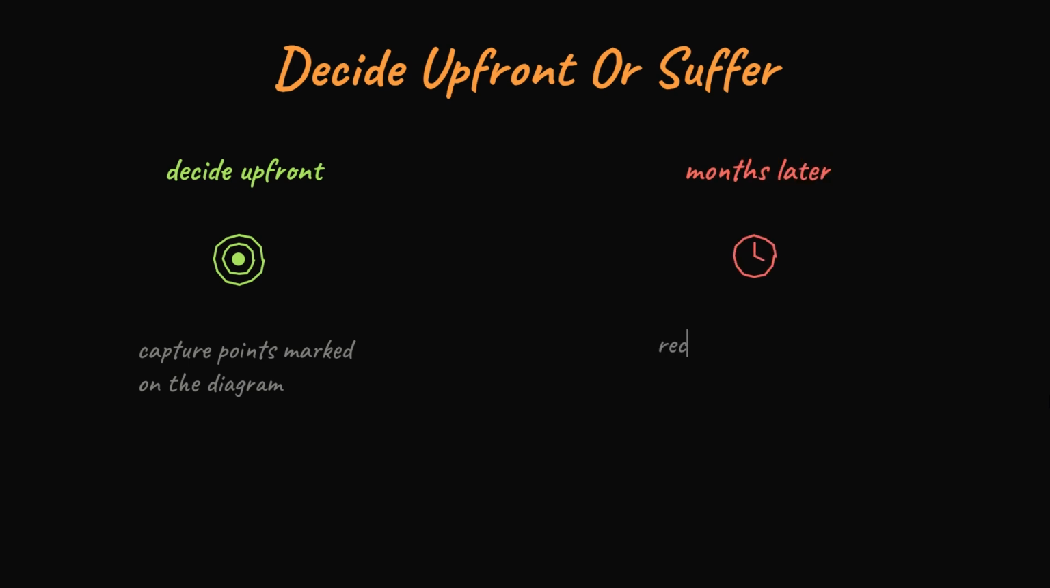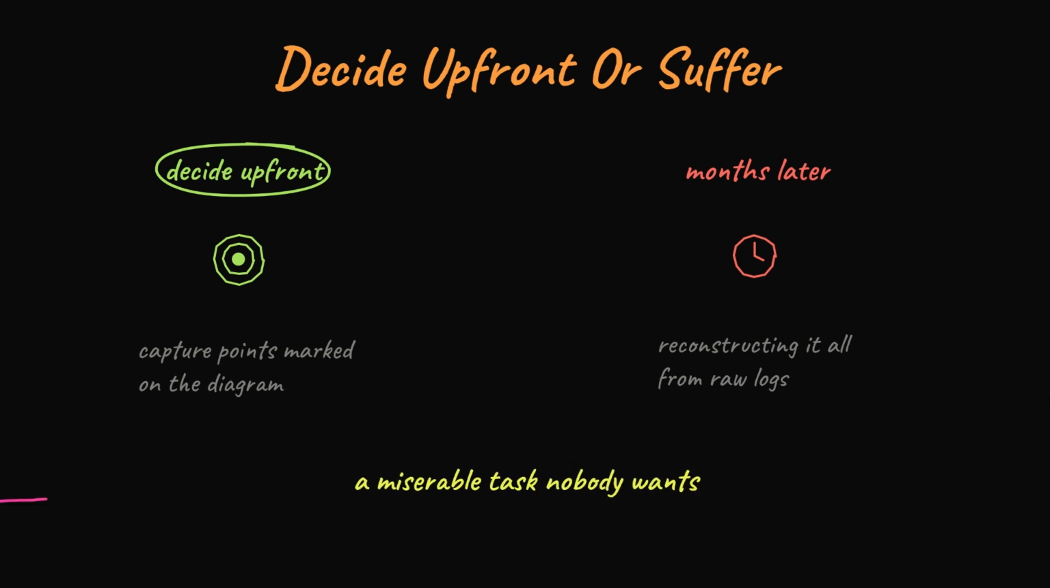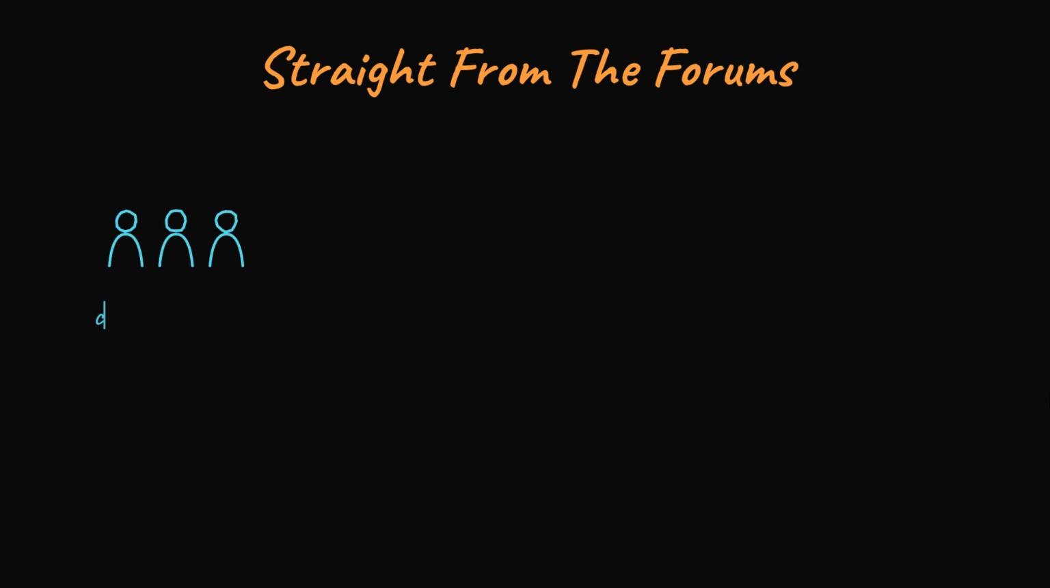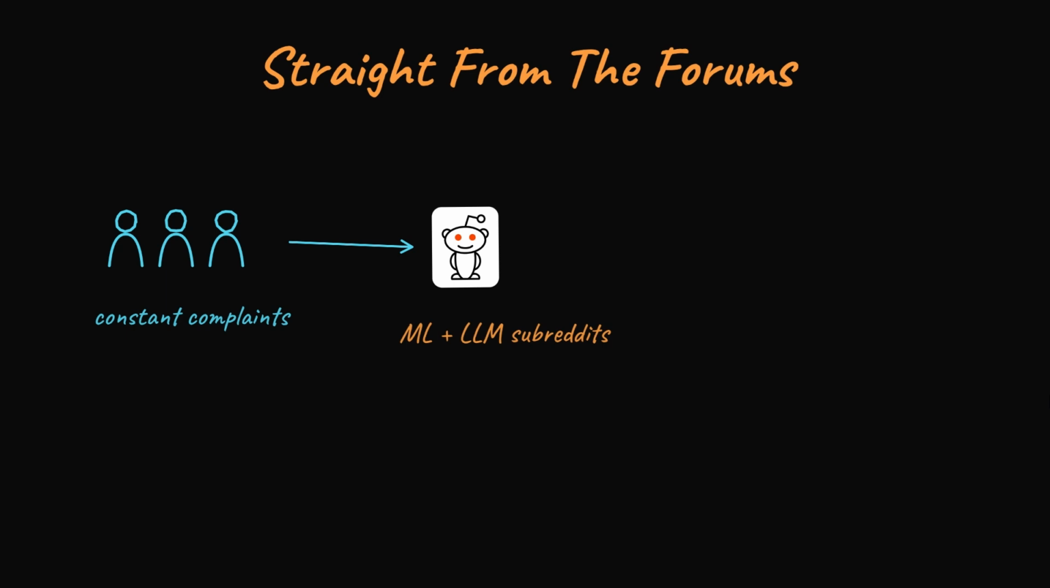If you don't decide upfront that these are the moments you're capturing data from, you end up trying to reconstruct all of this from raw logs months later, and that's a miserable task nobody wants to do. A few things I add on top of the basic scaffold come from stuff people complain about constantly on forums like Reddit's machine learning and LLM subreddits, not from any textbook. Chunking is one of them.